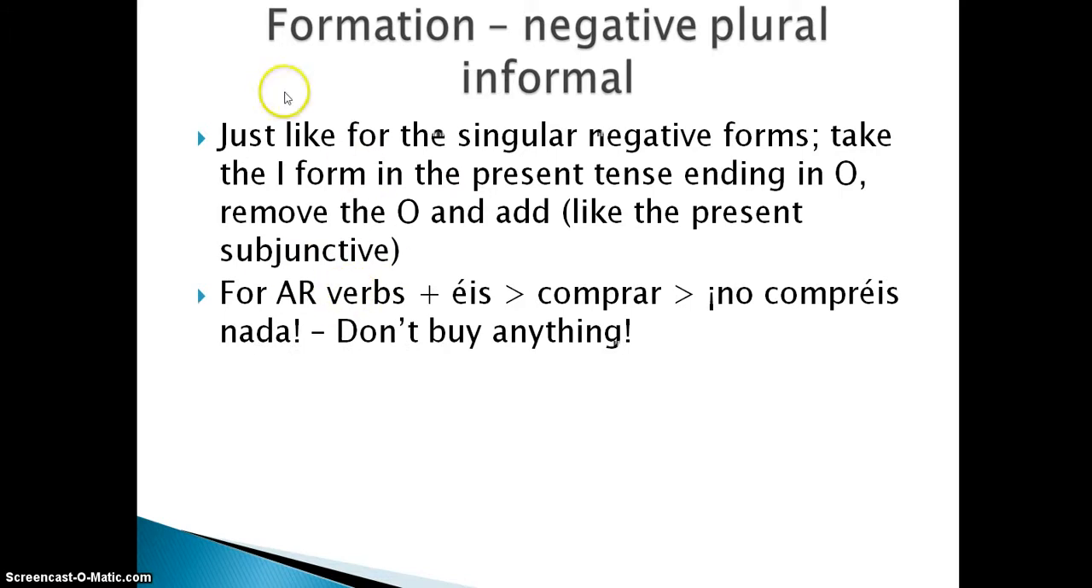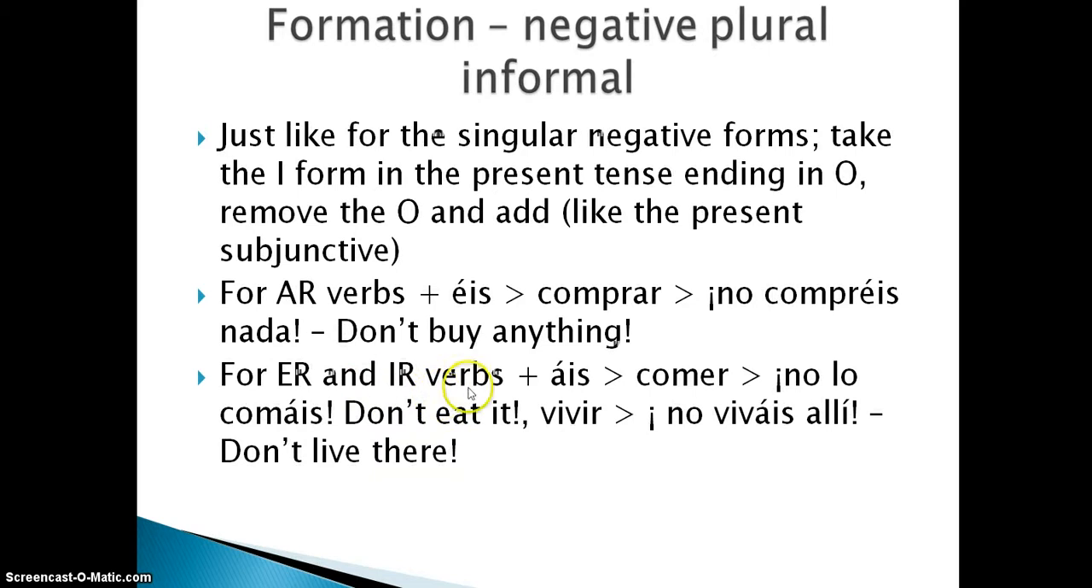So if it's an AR verb, we take the O off and add -éis, or you could just take the AR off and add -éis. Those people know the present subjunctive. This is the vosotros form in the present subjunctive, informal. So comprar, take the AR off. If it had an O, take the O off. It becomes no compréis. Remember, this is the negative form. No compréis nada. Don't buy anything.